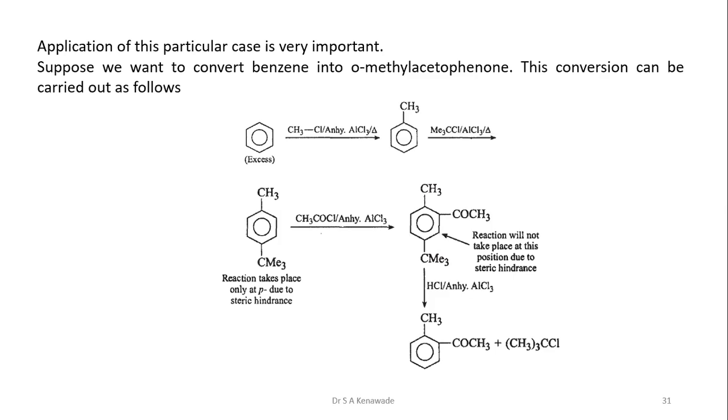Then the acyl derivative will join at position 2 of the methyl group, because the ortho position of the methyl group has less steric hindrance as compared with the tertiary butyl compound at the para position. And when you use HCl plus AlCl3, then the dealkylation reaction takes place and it dealkylates the tertiary butyl group and produces the ortho-substituted product as the main product. This is the application of the Friedel-Crafts reaction.